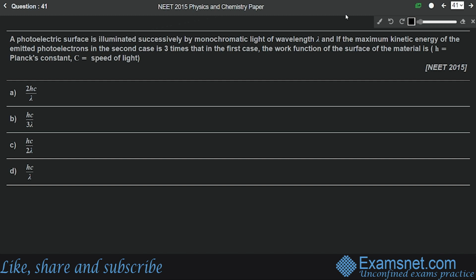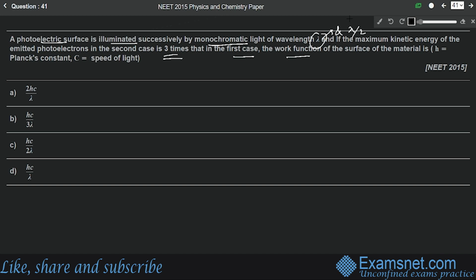Question number 41 is from the chapter Dual Nature of Radiation and Matter, and the question is, a photoelectric surface is illuminated successively by monochromatic light of wavelength lambda and lambda by 2. If the maximum kinetic energy of the emitted photoelectrons in the second case is 3 times that of the first case, then the work function of the surface of the material is, okay, h is the Planck's constant, c is the speed of light.